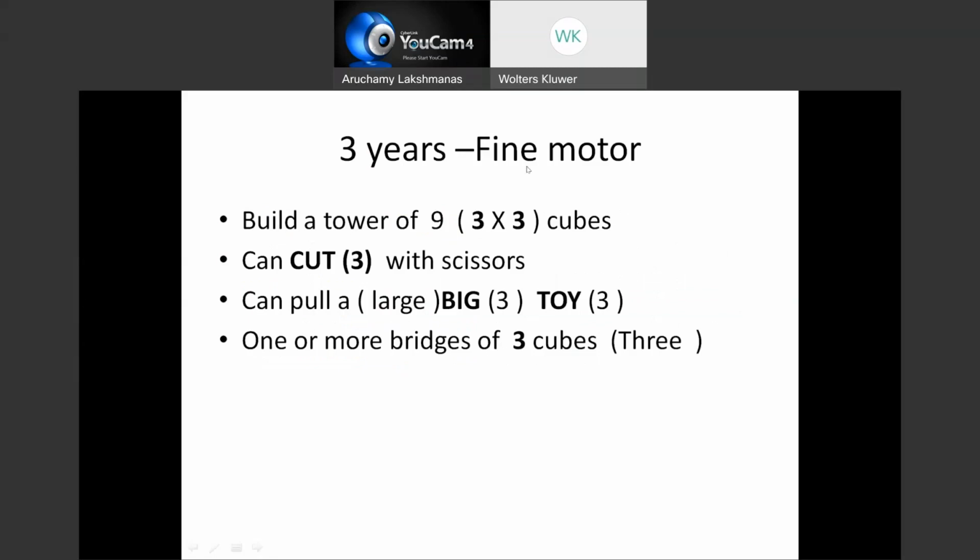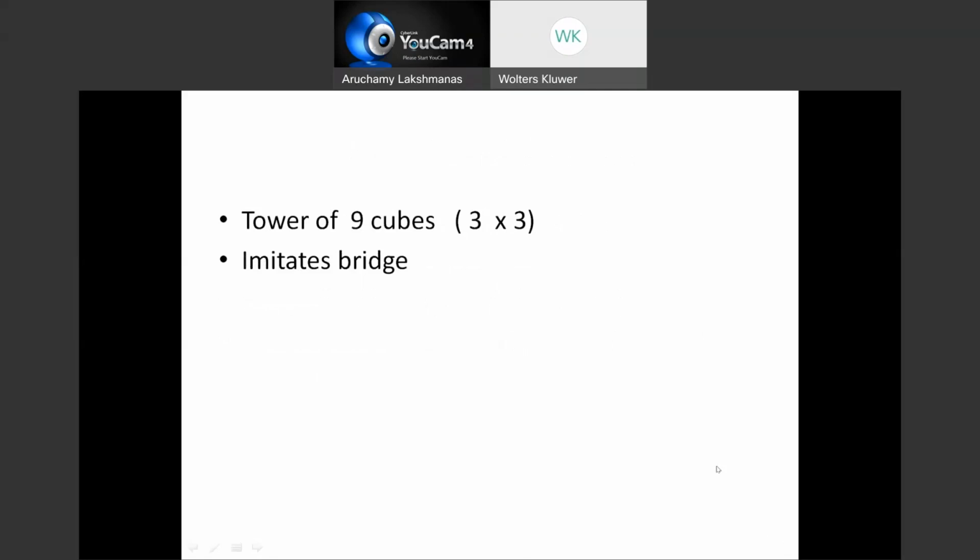So 3 years fine motor. What are the things he can do? Remember all these 3s. 3 into 3 cubes tower. He can cut with scissors. And he can pull a big toy. And he can build a bridge of 3 cubes. He can put 3 cubes and construct a bridge like that. So for 3 years, remember 3, 3, 3, 3, it will be very easy. Age, sex, 3 basic colors, tricycle, can cut, and a big toy, and a tower of 3 into 3 cubes, like that. And it can imitate a bridge.